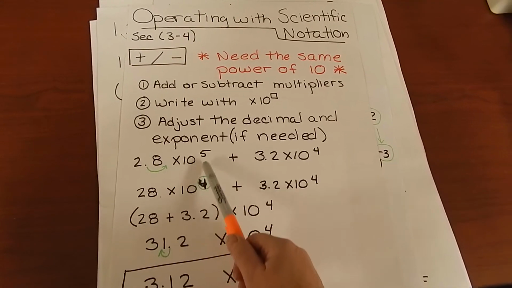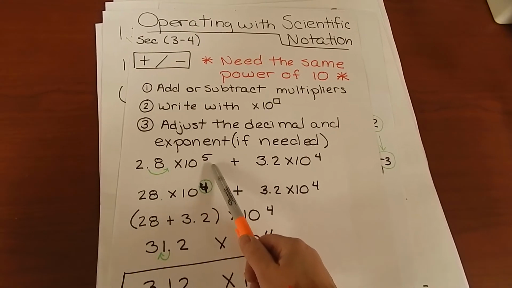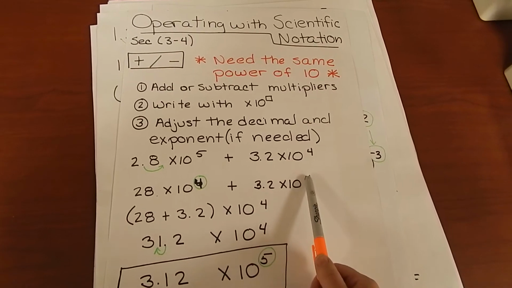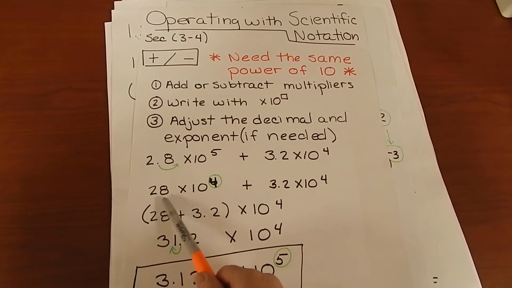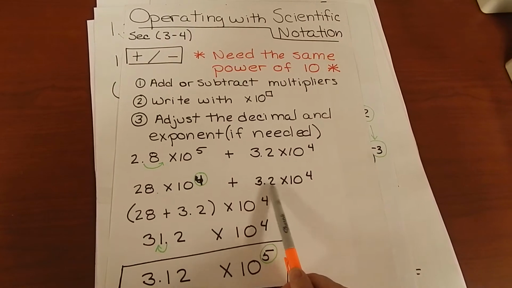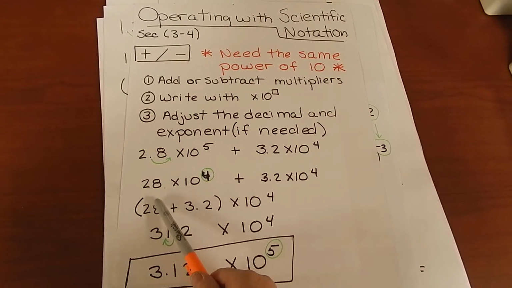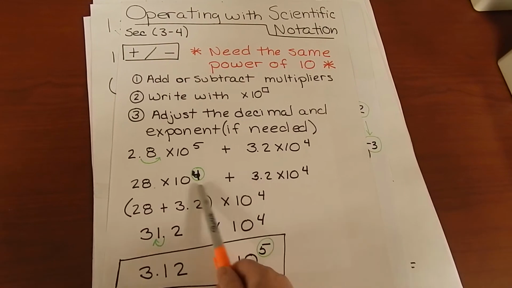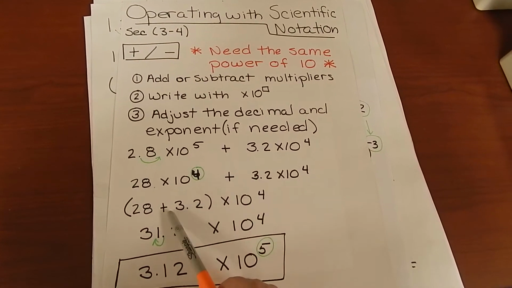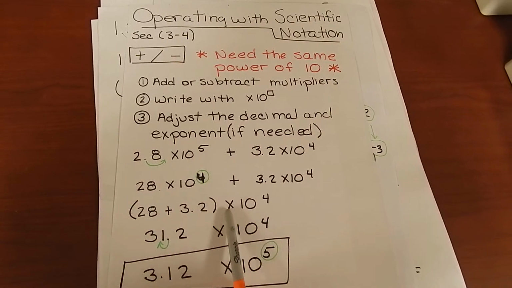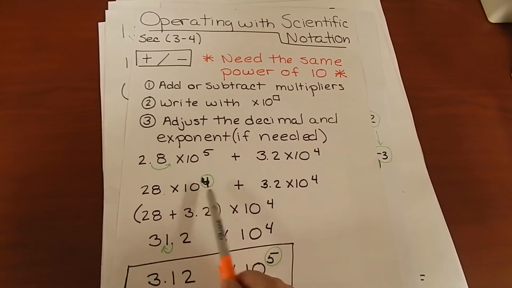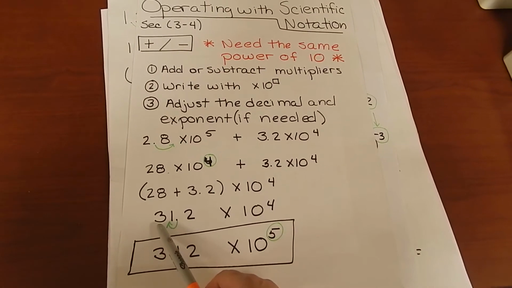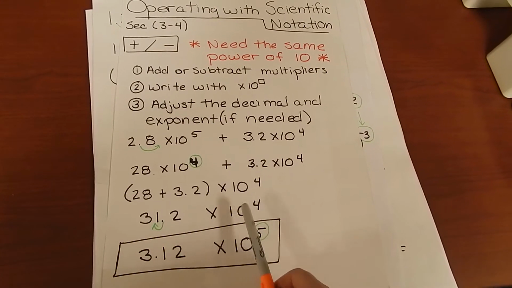These are the same numbers, just written in a different way. But when I rewrite that number like that, now I've got 10 to the 4th and I've got 10 to the 4th. So the multipliers, these numbers in front, I group those together. So there's 28 plus 3.2, all together times my exponent, which I made the same, which is the 10 to the 4th. Now my answer I get there is 31.2 times 10 to the 4th.